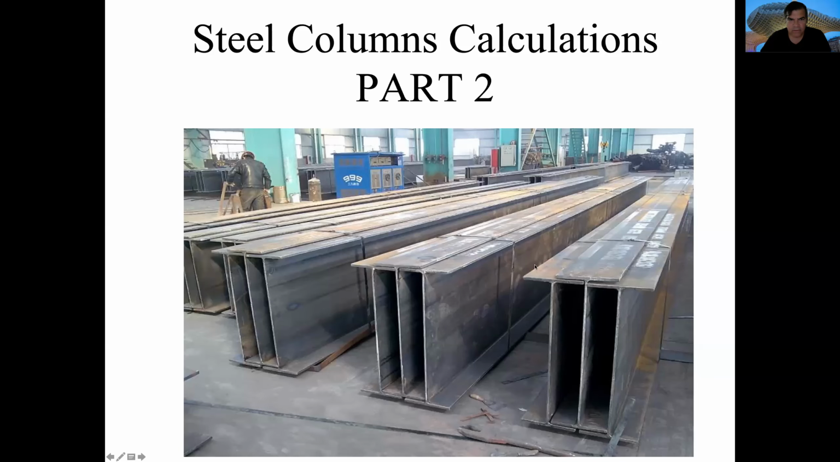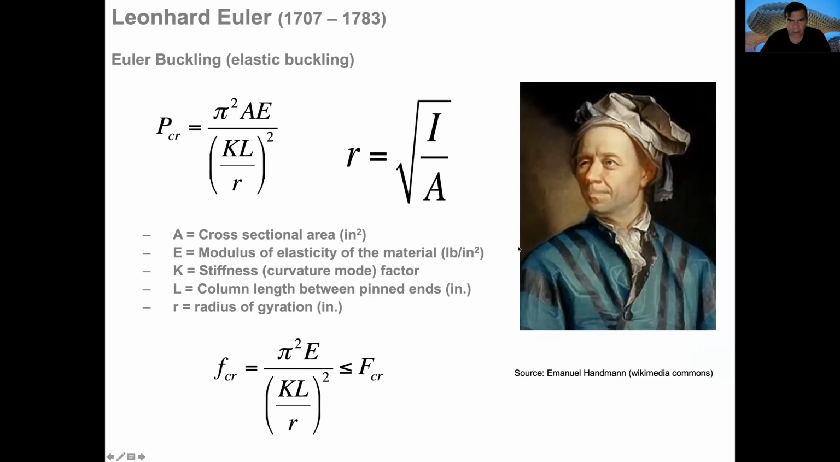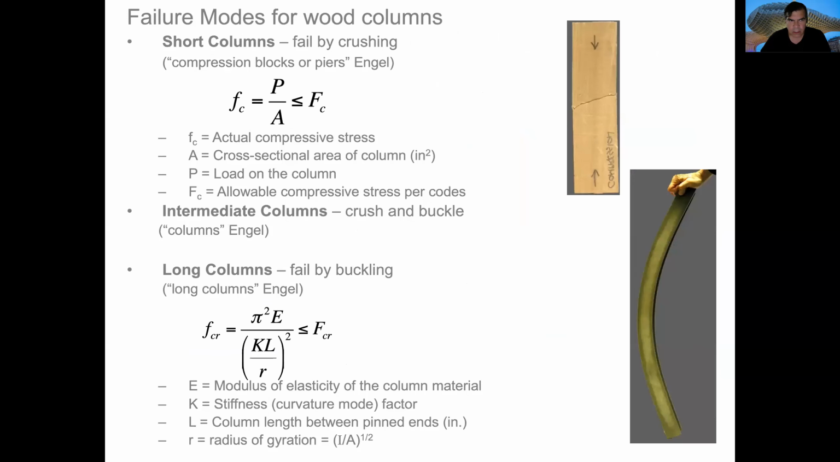This is part 2 of steel columns calculations. Past class, we looked at Euler buckling, and we saw some of the formulas. And we understood that the failure in a column depends on the proportions. When we have columns that are very long, they will fail by buckling, as we can see here. On the right side, when we have columns that are short, usually we will have a crushing, and intermediate columns can fail by crushing or buckling.